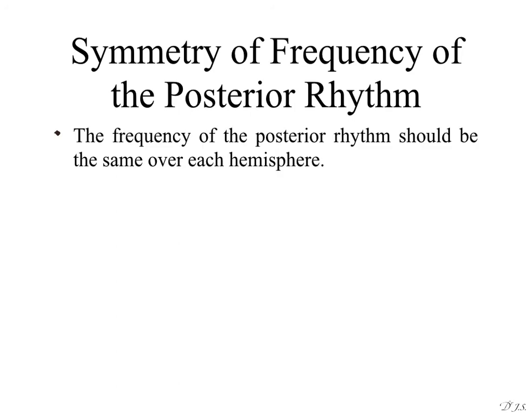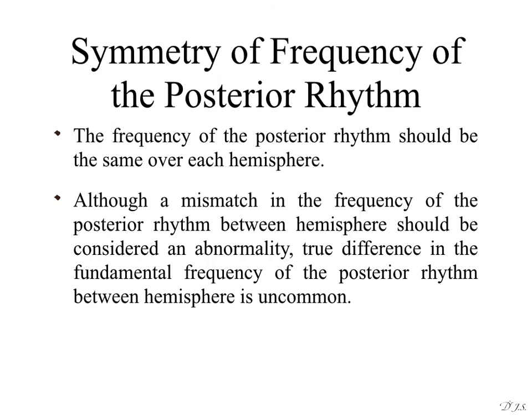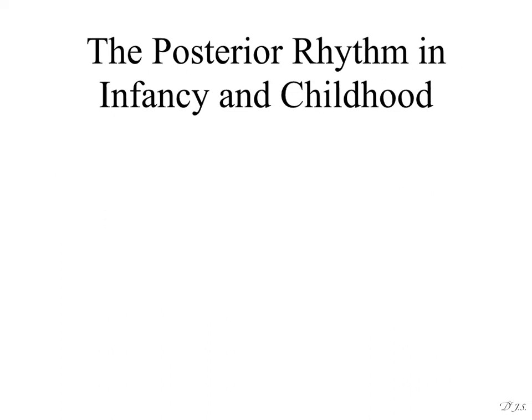The frequency of the posterior rhythm should be the same over each hemisphere. Although a mismatch in the frequency of the posterior rhythm between hemispheres should be considered an abnormality, true difference in the fundamental frequency of the posterior rhythm between hemispheres is uncommon.